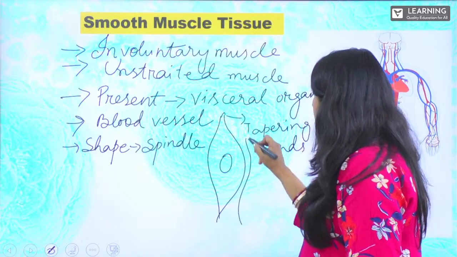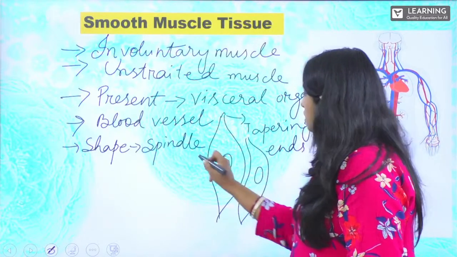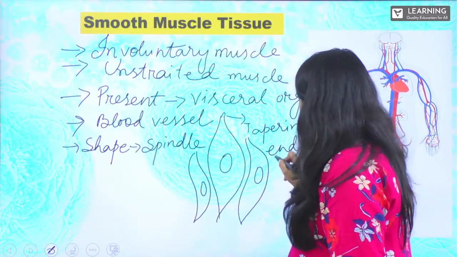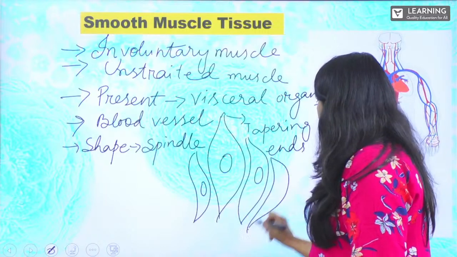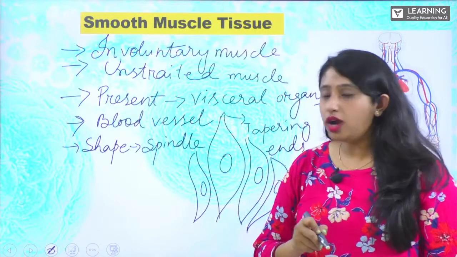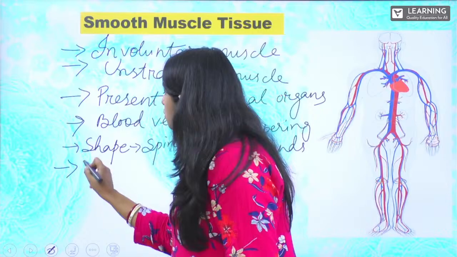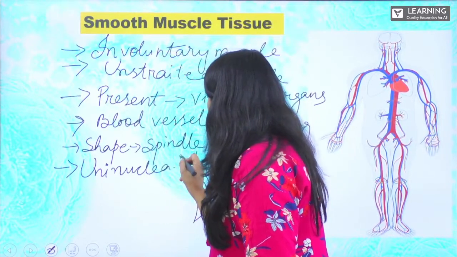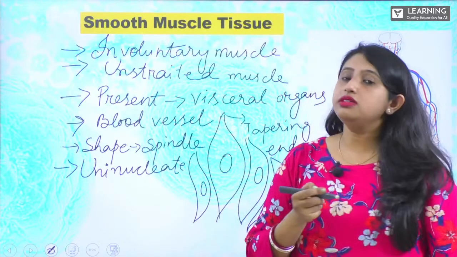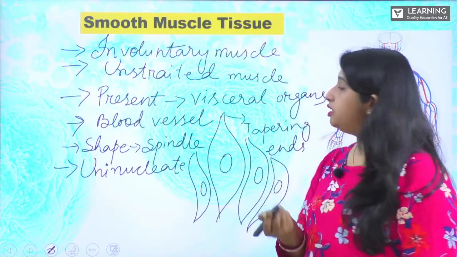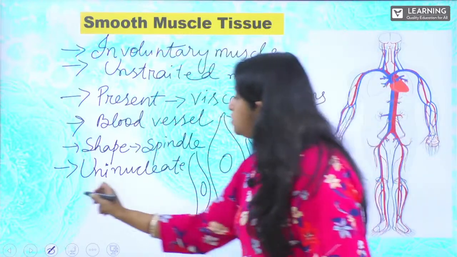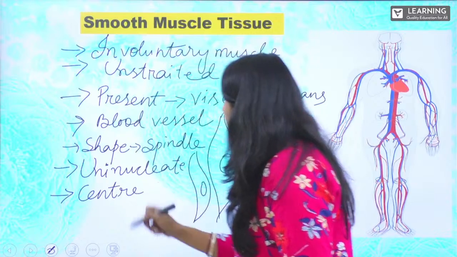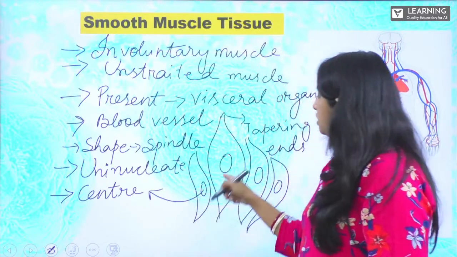If I draw many muscle fibers here of smooth muscles, how many nucleus can you see here? Multiple or only one? Only one, right? So they are uninucleate, isn't it? And where is the nucleus located? It is located in the center, right? So the nucleus is located in the center.